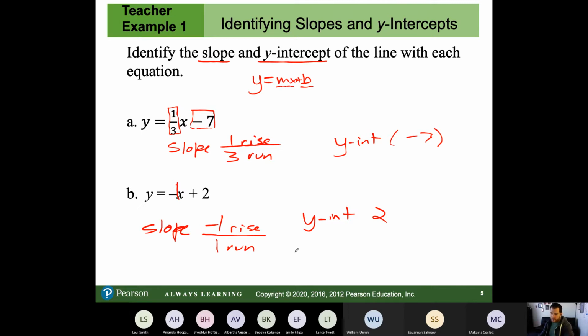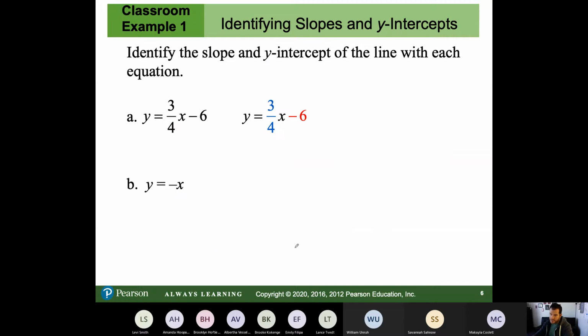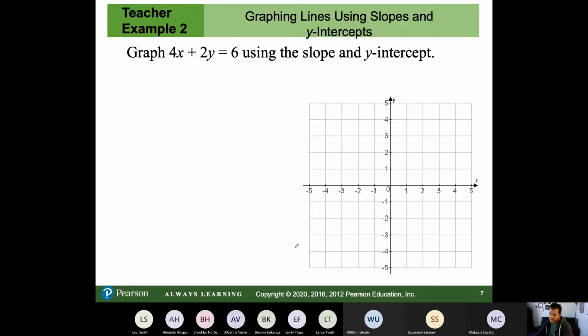So that's slope-intercept form. We have y = mx + b. Our slope is always in front of our x. Remember, our slope is always rise over run. And then our b is the y-intercept. So what does this look like graphing-wise?